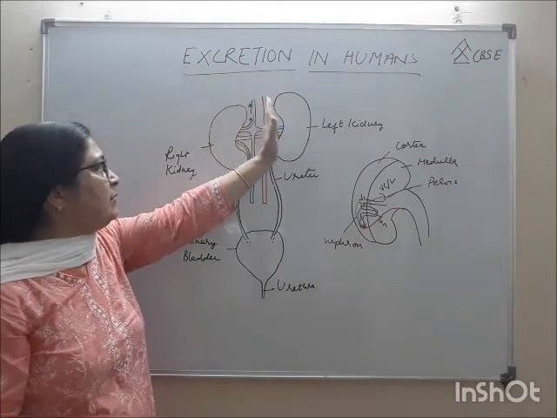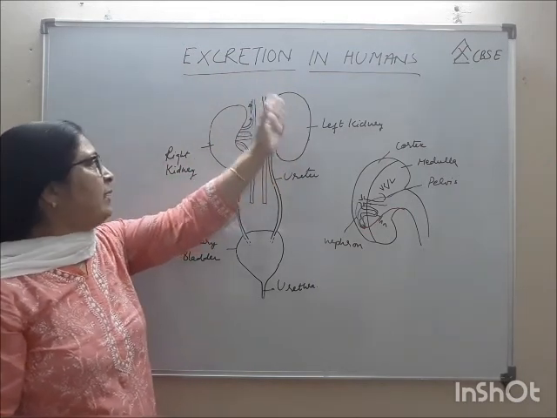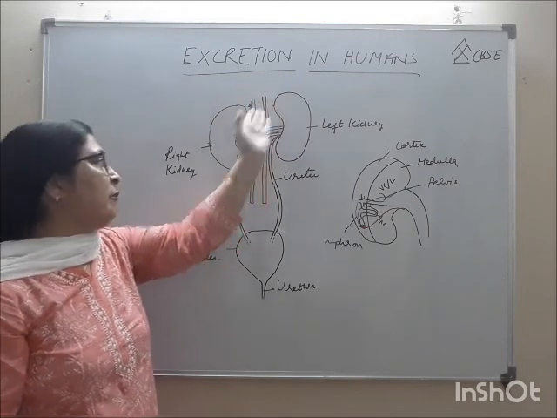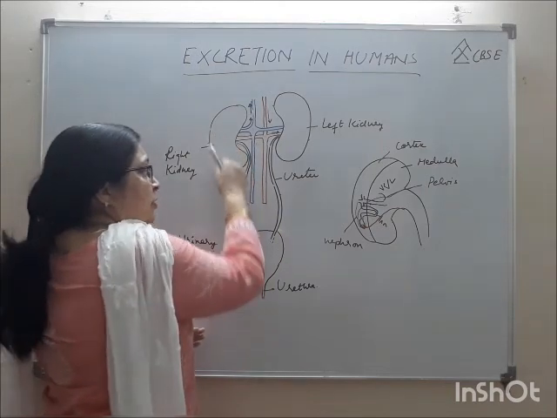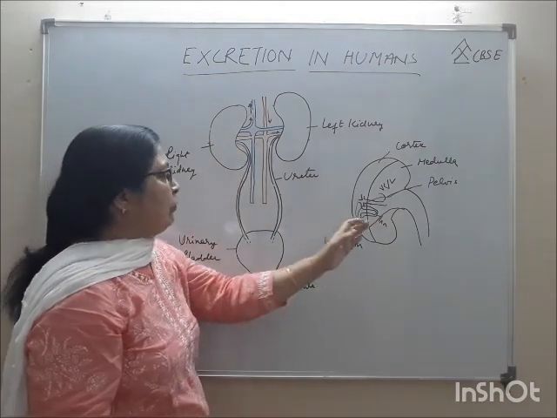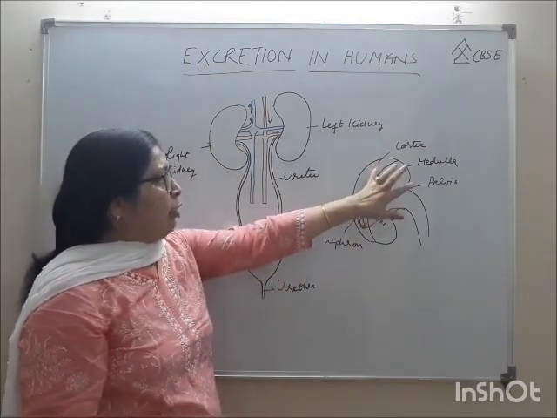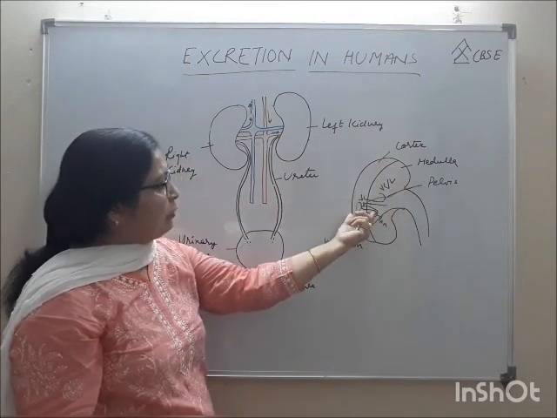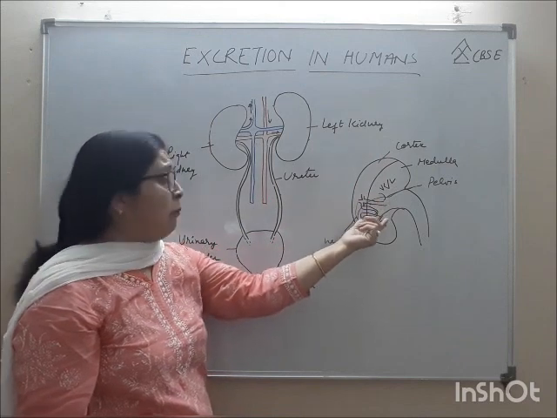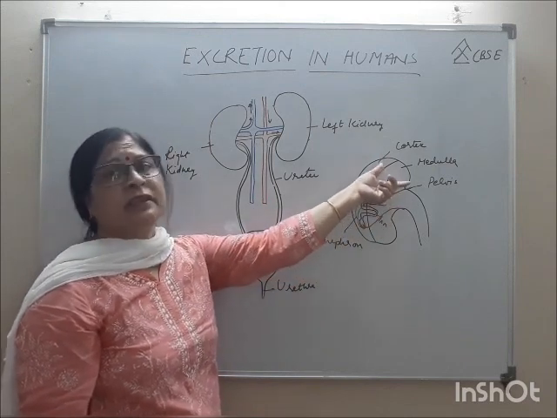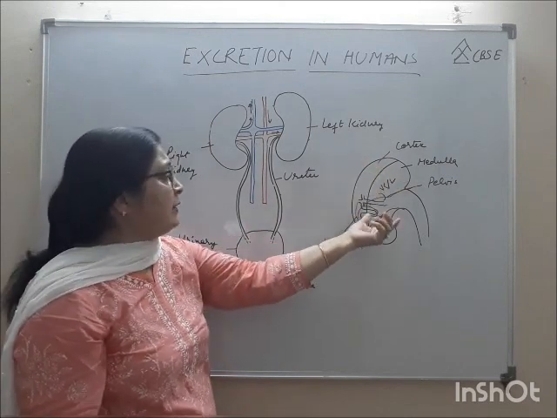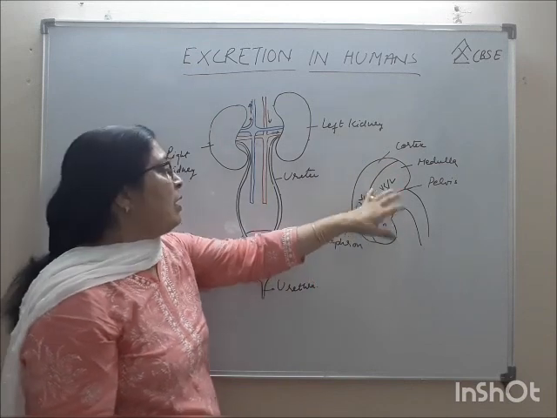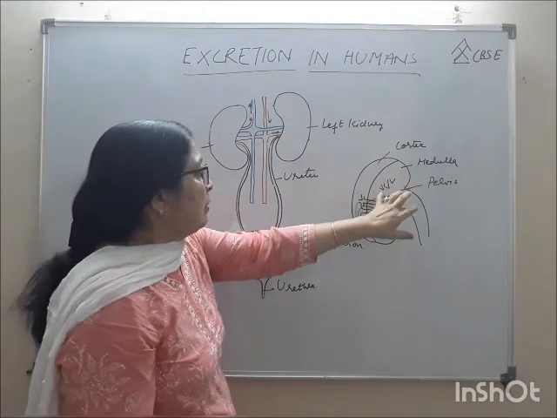Now renal artery and renal vein. Renal artery carries blood to the kidneys and renal vein carries blood away from the kidney. Now, the structure of kidney, if you see, it is cortex and medulla. Cortex is the outer part which is dark in color because of the presence of nephrons. There are millions of nephrons present in the cortex part, and these nephrons are the structural and functional unit of kidney.